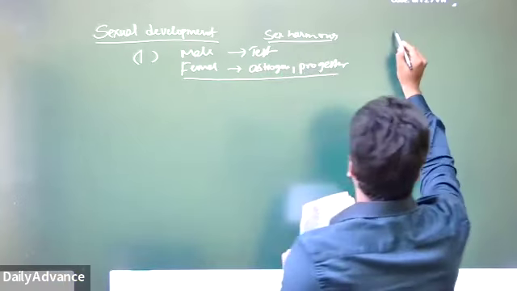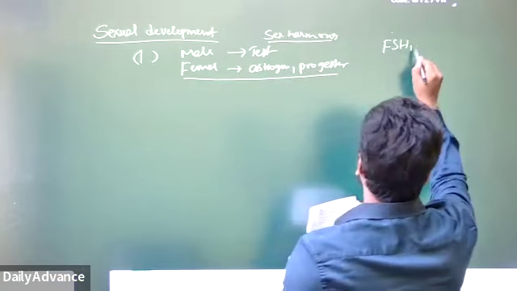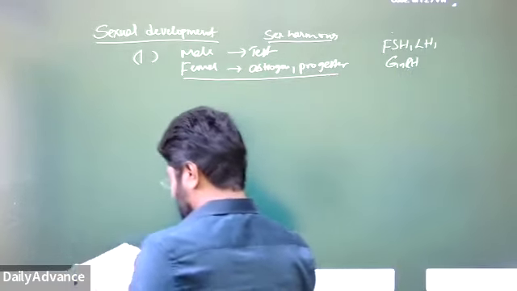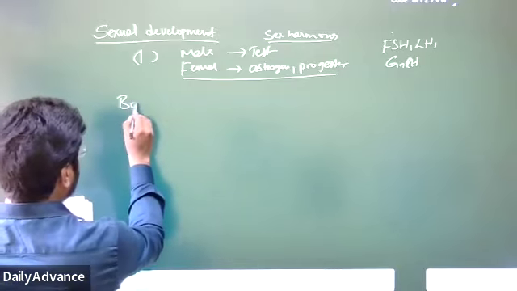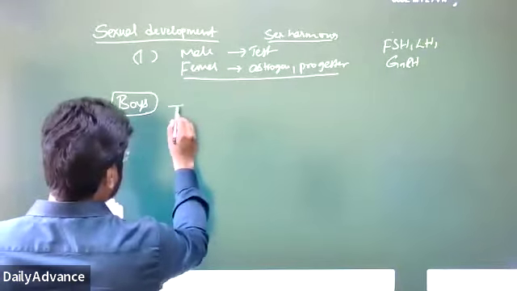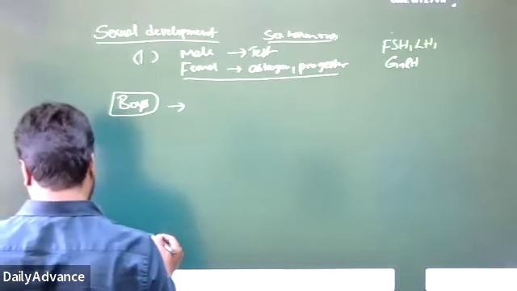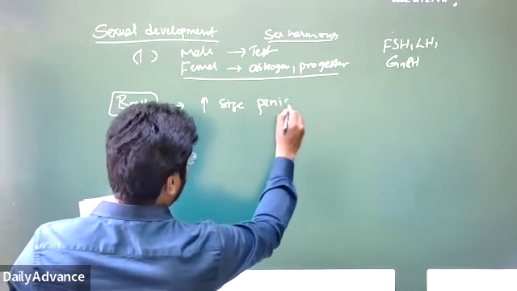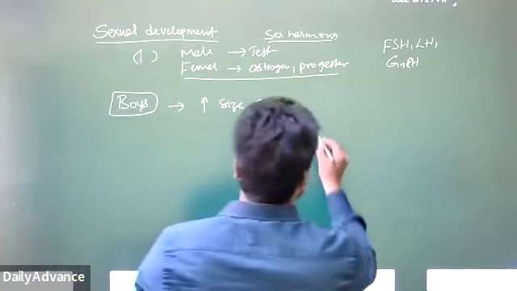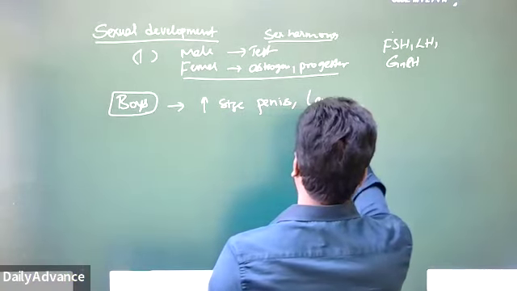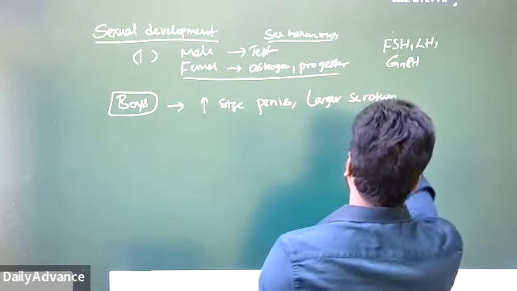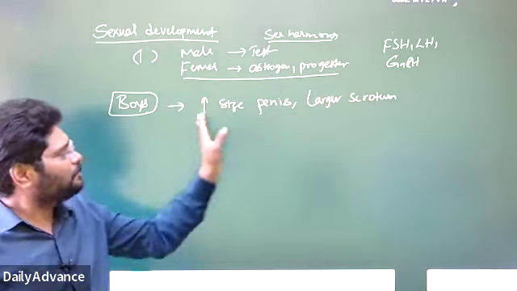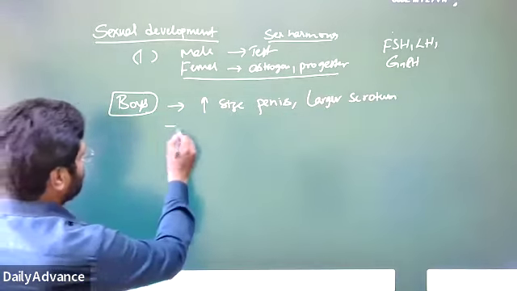And these hormones, FSH, LH, GnRH, together bring about the changes in the boys. This we call secondary sexual characters. So, increase in the size of the penis, and a larger scrotum. The scrotum is the pouch which holds the testes. Scrotum size increases, penis size increases. So, sexual maturity during the adolescent years.